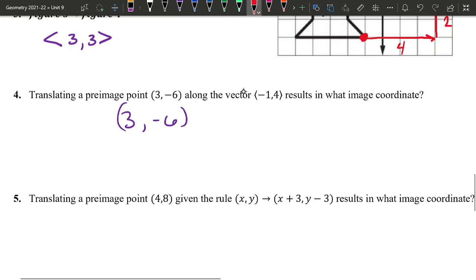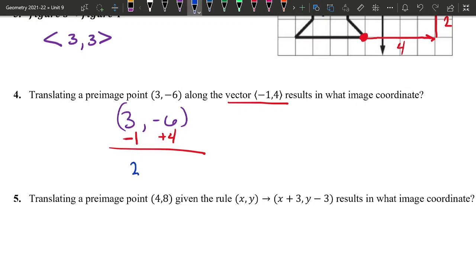And then I apply the vector. Negative 1, 4. So minus 1 from the x, plus 4 to the y. And the result that I get is 3 minus 1 is 2. Negative 6 plus 4 is negative 2. So that is the image. The image coordinate is at 2, negative 2.